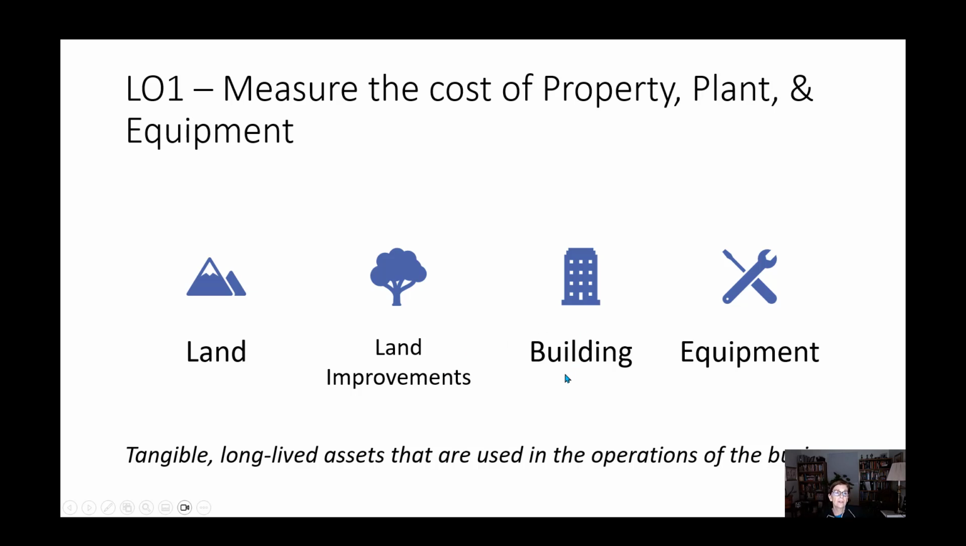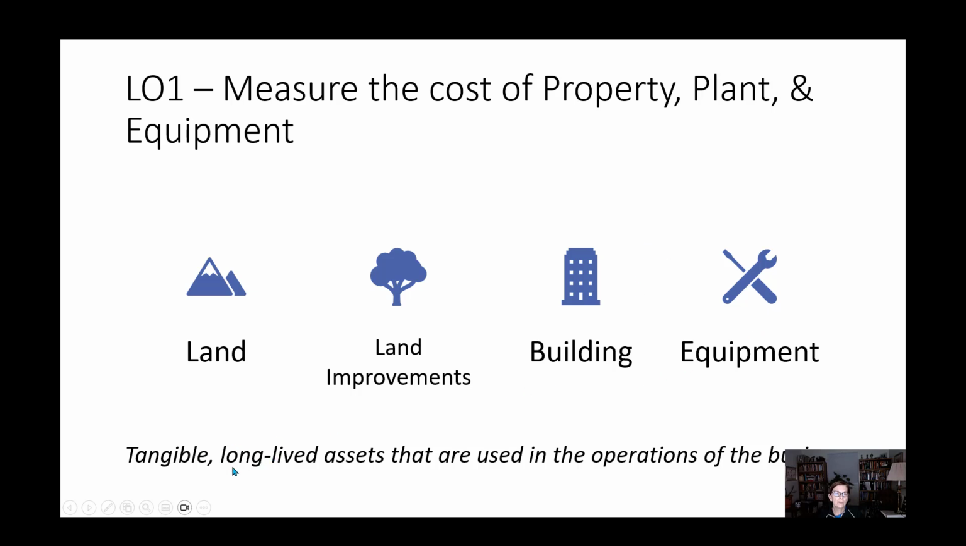Building is kind of self-explanatory also. That is any kind of building the company owns. And then equipment encompasses a whole bunch of different things, like computers. It could be vehicles, it could be machinery, could be furniture and fixtures. Any kind of thing like that would be considered equipment.